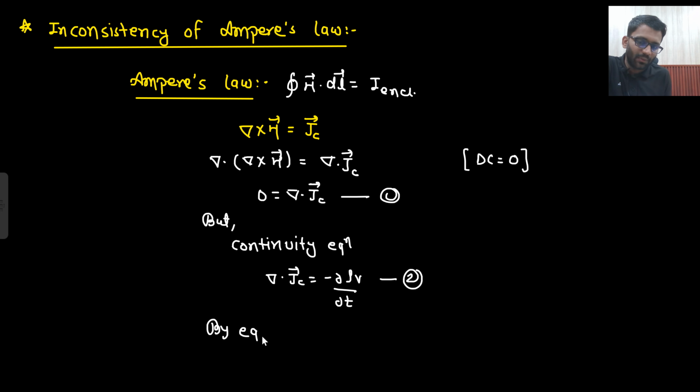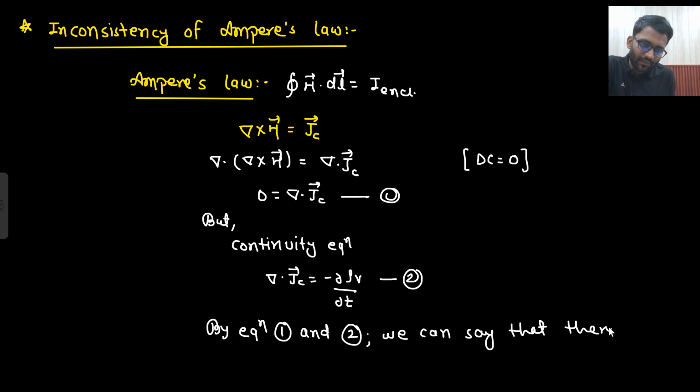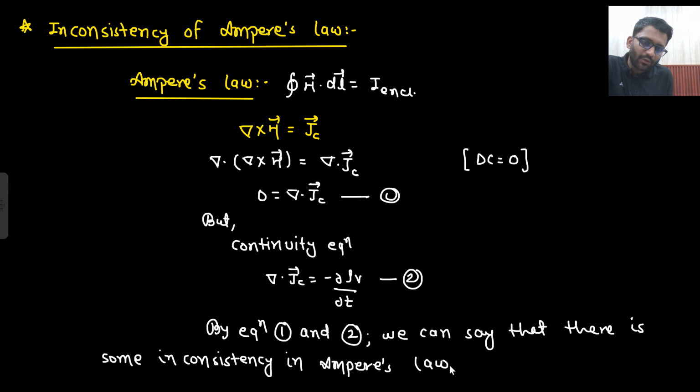So by equations 1 and 2, we can say that there is some inconsistency in Ampere's law. So what is that inconsistency? Del cross H is equal to JC, so only JC will not be there. That is what was said, but there has to be some other term as well.